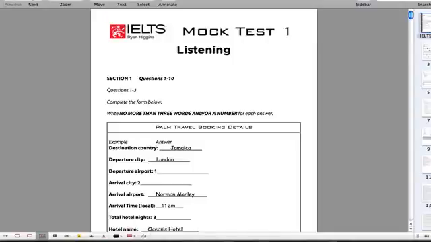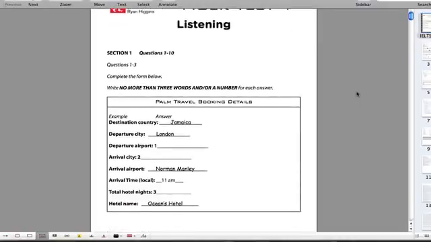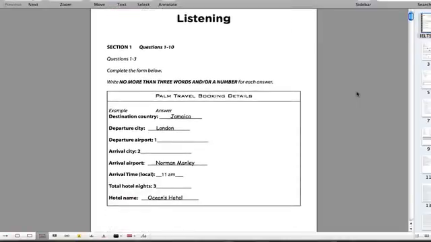Section 1. You will hear a conversation between a travel agent and a customer. First, you have some time to look at questions 1 to 3.